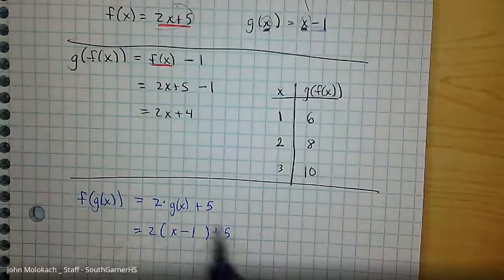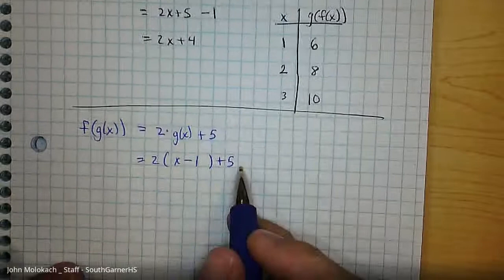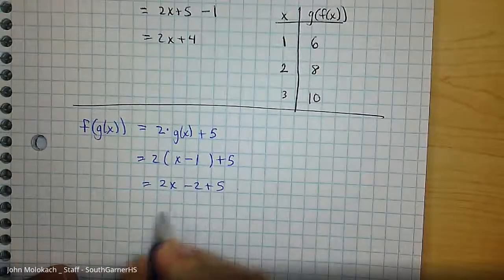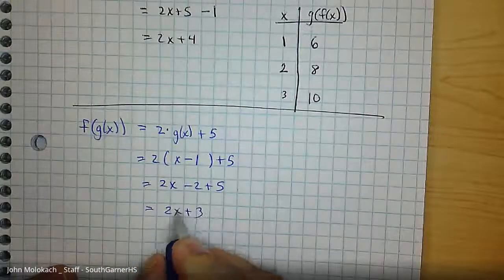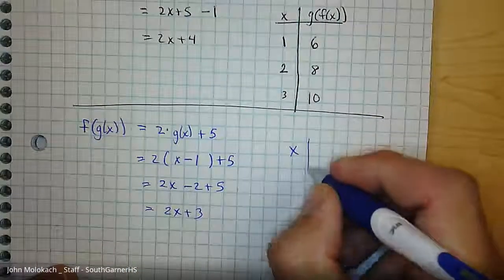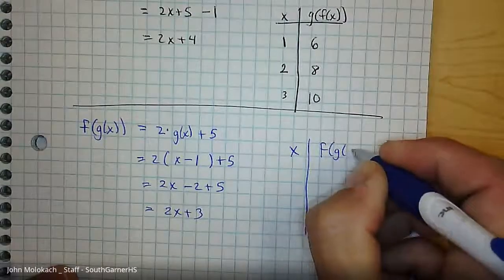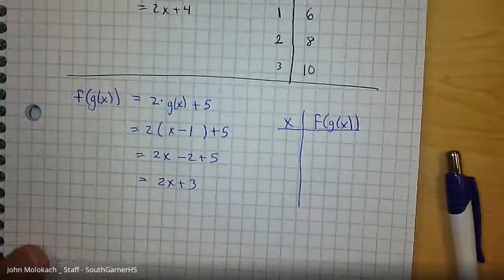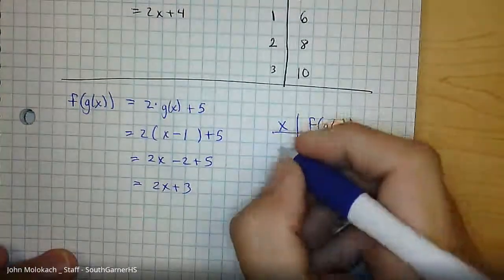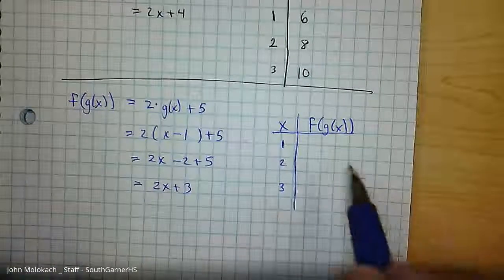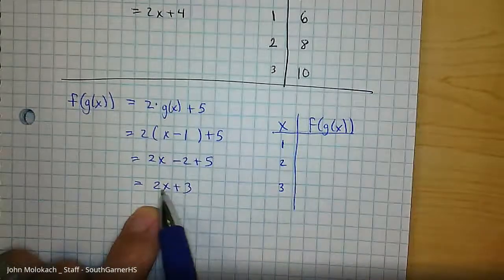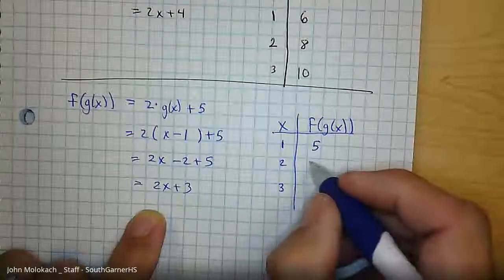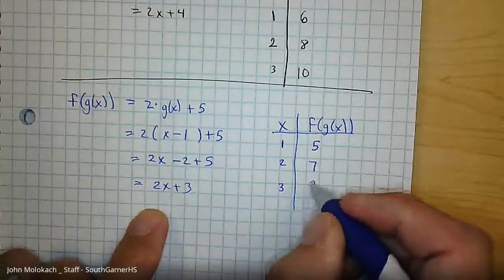So now we can execute an algebraic procedure, right? We can multiply and combine like terms. So we get 2x minus 2 plus 5, which is 2x plus 3. And just to illustrate, our function now is called f composed of g, right? All right, so f composed of g, what happens when x is 1, when x is 2, and when x is 3? Well, when x is 1, we can put x right here, and 2 times 1 plus 3 is 5. And when we put 2 there, we get 7, and when we put 3 there, we get 9.